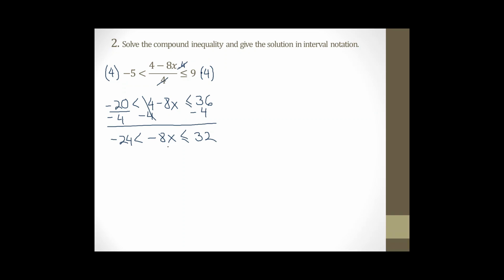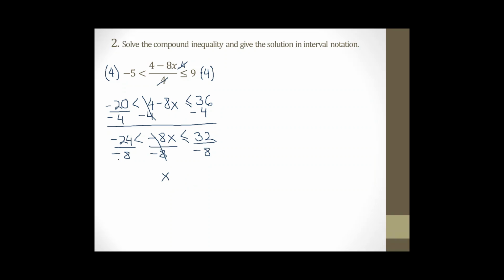Okay, now dividing by -8 on each side to get x by itself. So in the middle now x is by itself. What happens, or what do I have to do when I divide or multiply by a negative number? I'm going to give you guys a couple of seconds. I can do my division already meanwhile you guys are thinking.